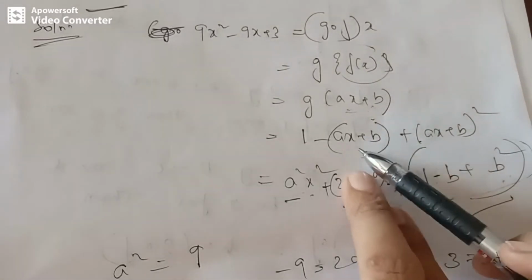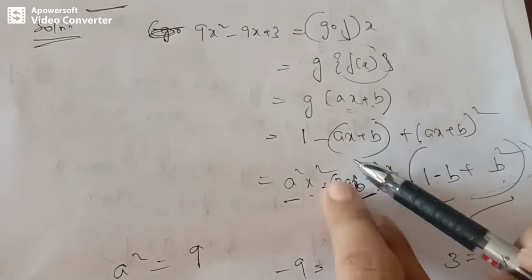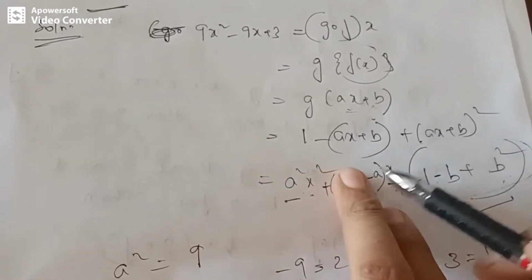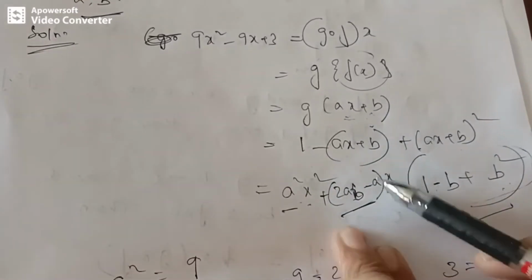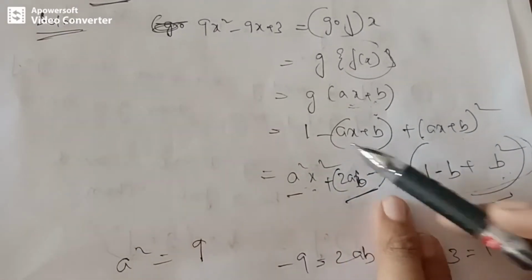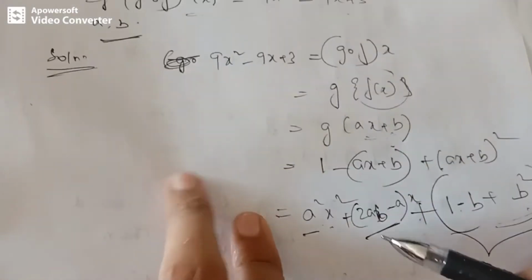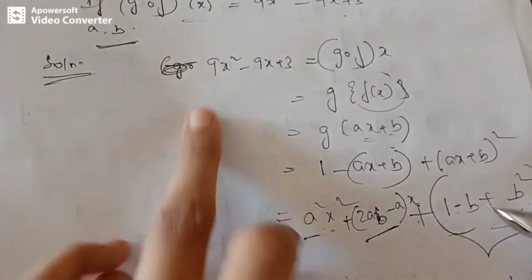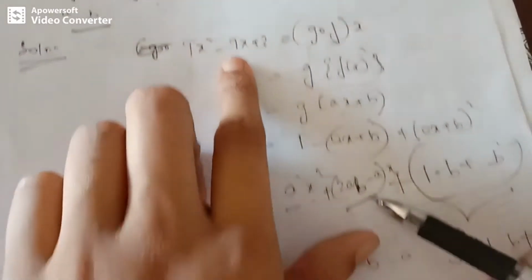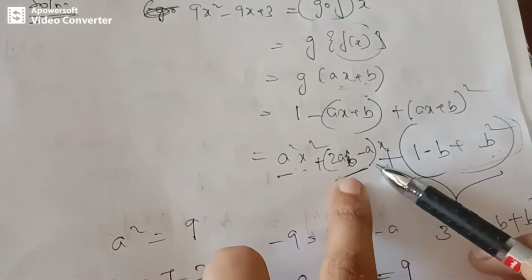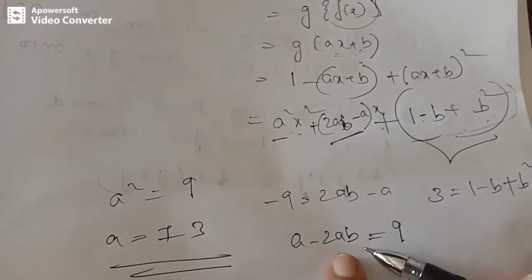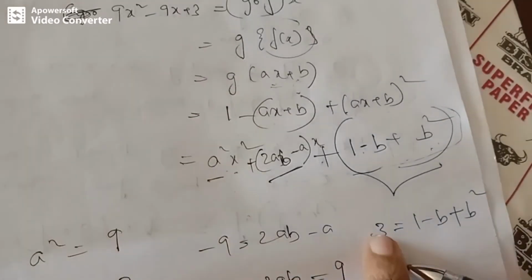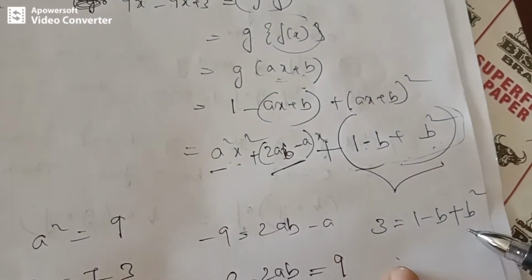And then you are getting 2abx and minus ax. So both involve x. So I will be forming it as another group, 2ab minus a, into x. So that I can equate the coefficient of x square, the coefficient of x and the constant. So when I equate 9 is equal to a square, I will be getting a is plus or minus 3, and I will be equating minus 9 which is equal to 2ab minus a, or a minus 2ab is 9. Then I will substitute 3 is equal to 1 minus b plus b square.